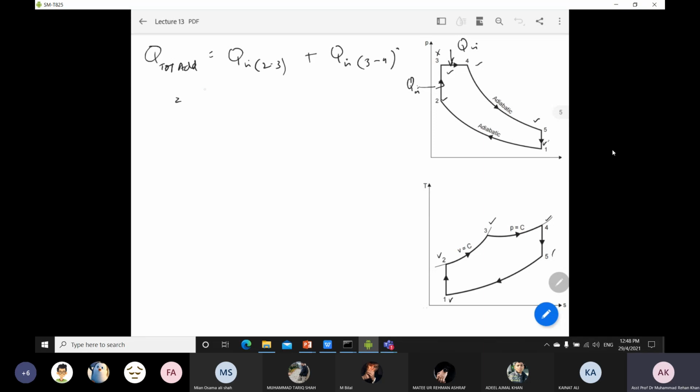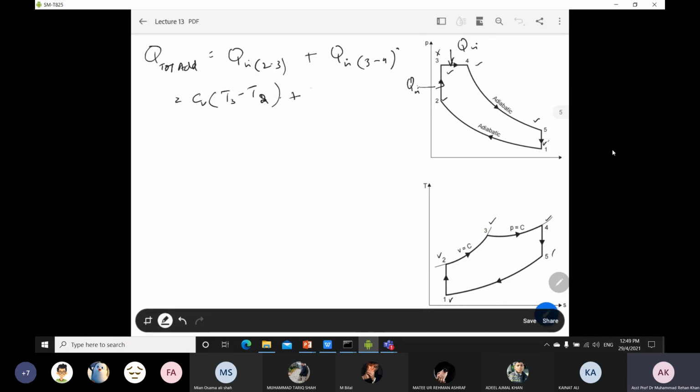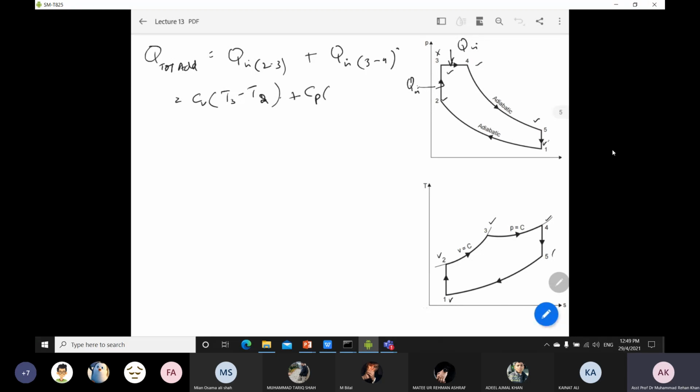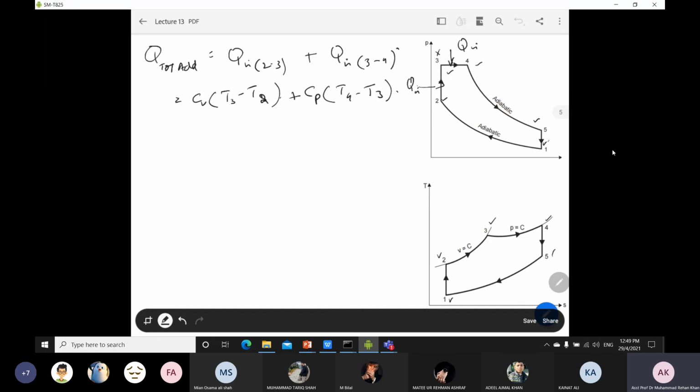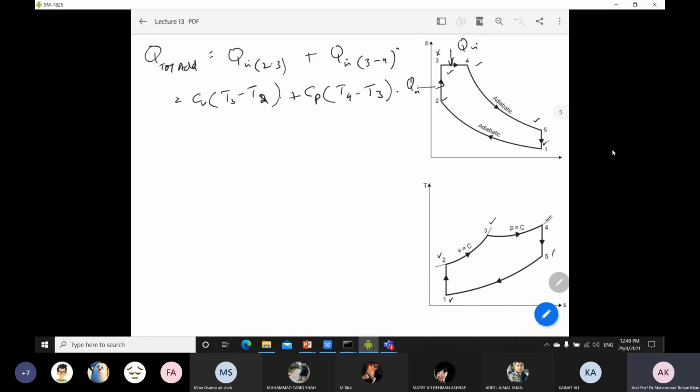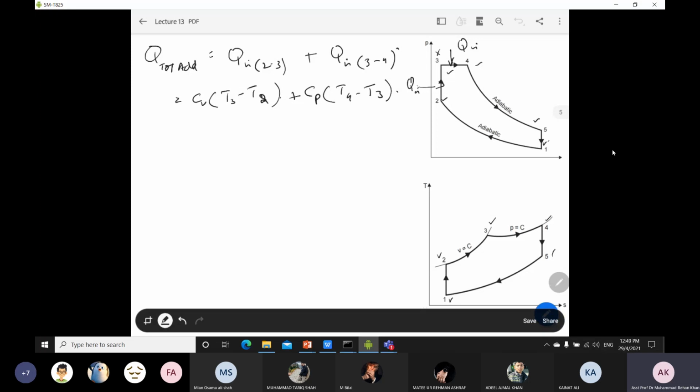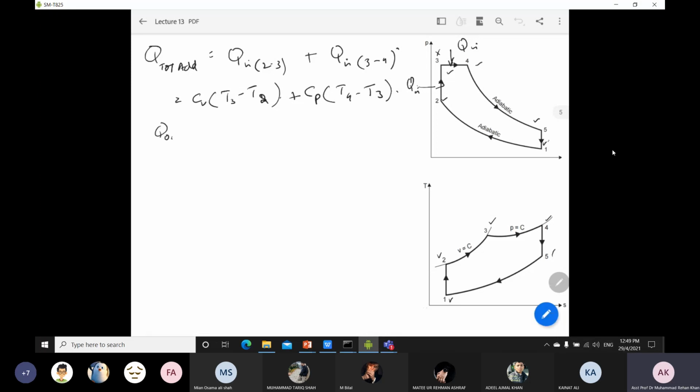Okay, so for the constant volume heat addition process, we know the equation Cv times (T3 minus T2), which is similar to your Otto cycle. And Q in for constant pressure, we already know it will be represented by Cp times (T4 minus T3), which is related to your diesel cycle, which we already discussed. So here we have to add both of these terms in order to get the total heat addition.